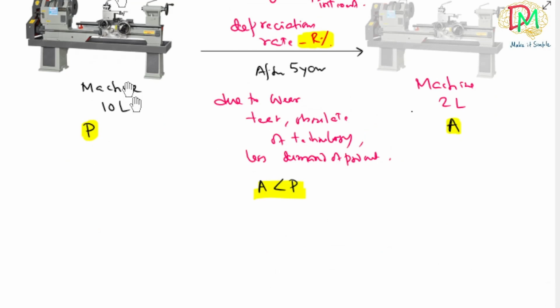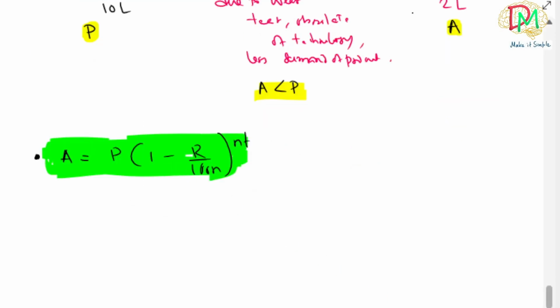So look at this. This initial value, let's say, is principal P, and after 5 years its amount is A. So A is definitely less than P. We can calculate the A with the decreasing compound interest, that is P into 1 minus R by 100 to the power nT. Clear? We apply the same formula here, only the negative sign we use for this calculation.